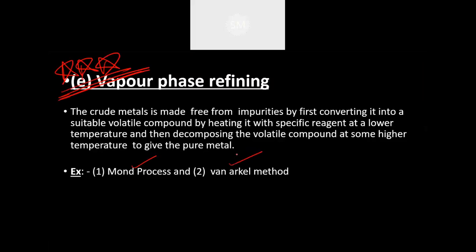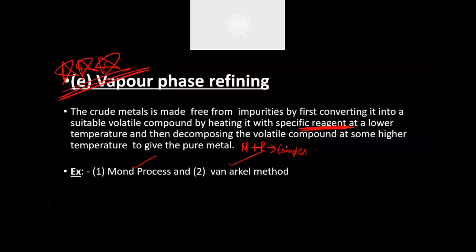In this kind of refining, you should take the metal which has impurities. That metal is made to react with a compound at lower temperature initially, and when they react together, it will give rise to a complex. First they will form a complex. Imagine the metal has combined with the reagent, it will form a complex, and it should be volatile, meaning it should come into the gaseous phase easily. Vapor phase we are saying, so it should come out in the vapor phase easily. Such a metal you should take.